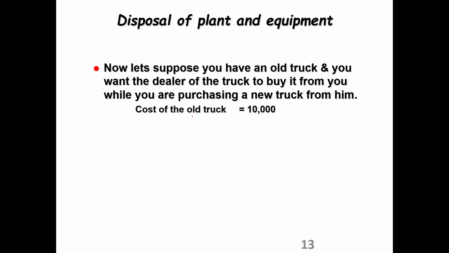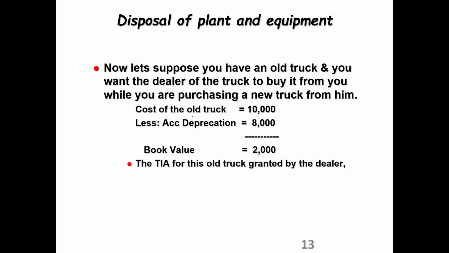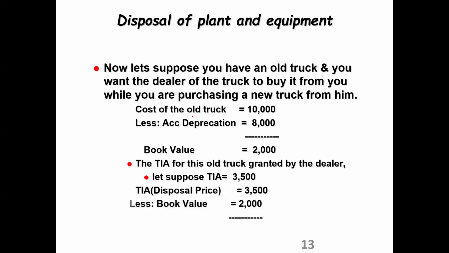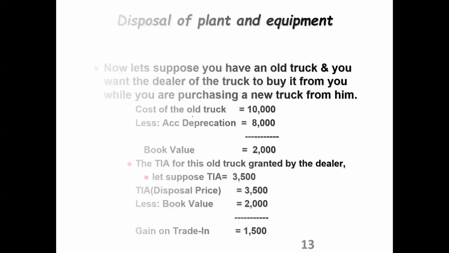The cost of the old truck was 10,000 to you, and the accumulated depreciation recorded by you is 8,000. So the book value of the old truck is 2,000. The trade-in allowance for this old truck granted by the dealer is 3,500. So 3,500 minus the book value will give us a gain of 1,500. Why we have a gain is because the book value is 2,000 and we are getting a price of 3,500 from the dealer for the whole equipment.